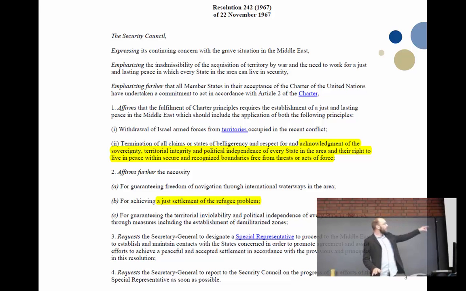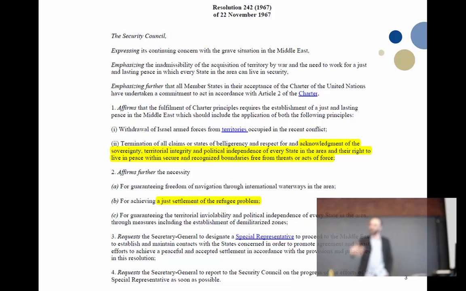Now, it's a short resolution, but it's the alpha and omega of peace talks. The only thing in it referring to Palestinians is point 2b, for achieving a just settlement to the refugee problem. That's it. Everything else in the resolution talks about states, talks about Israeli withdrawal without specifying all of the territories. So it's not a Palestinian territory they must withdraw from. It's the states in the region. So it's Israel, Egypt, Syria, Jordan, not the Palestinians.